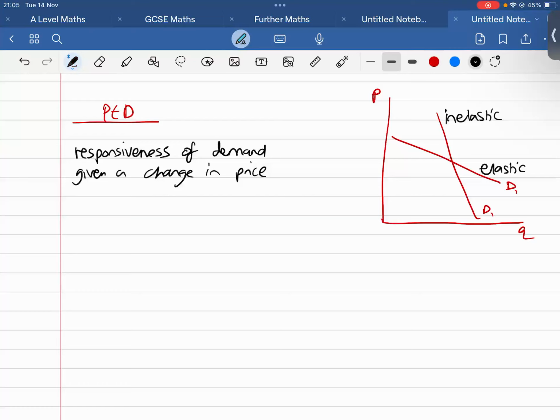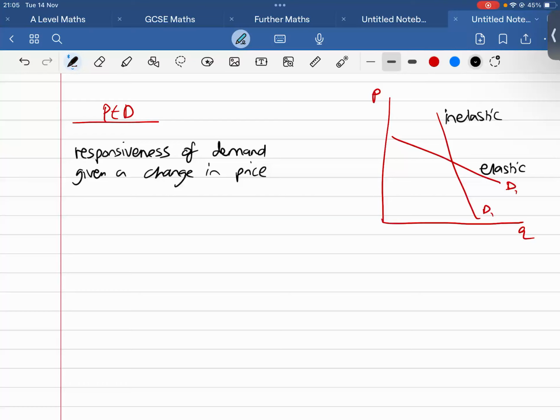So if your rubber band is elastic, it's very responsive. It can move a lot. If something's elastic, when price goes up, people reduce their demand a lot. If something's inelastic, when price goes up, people just reduce their demand a bit. It has to go down because that's just the law of demand. Whenever price goes up, demand always goes down.